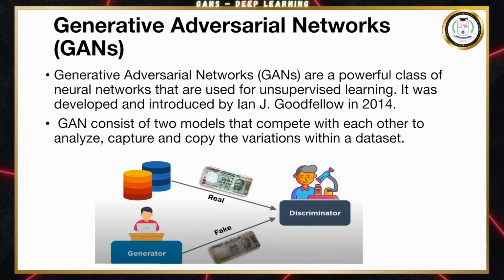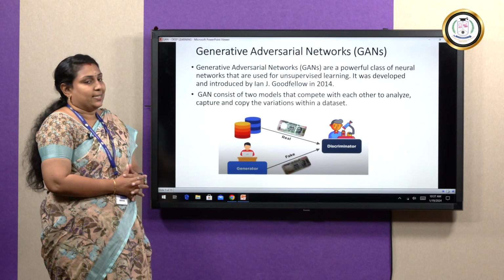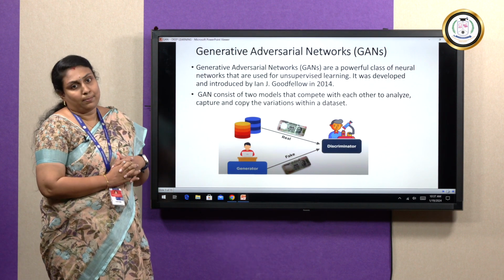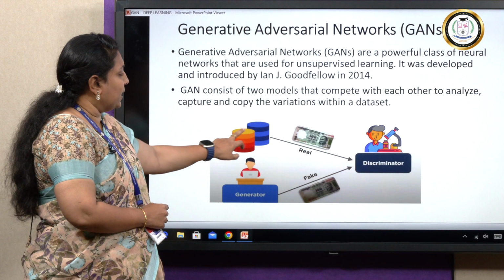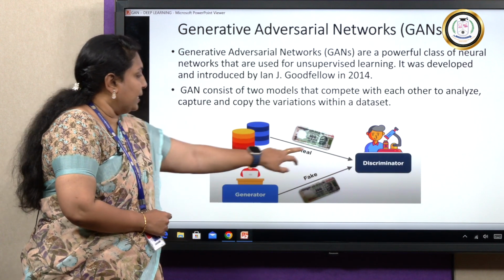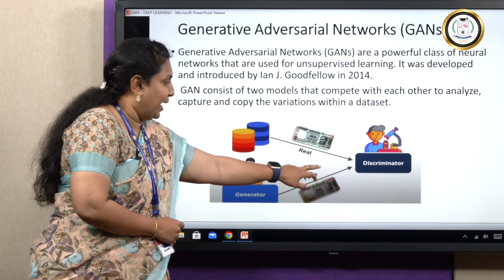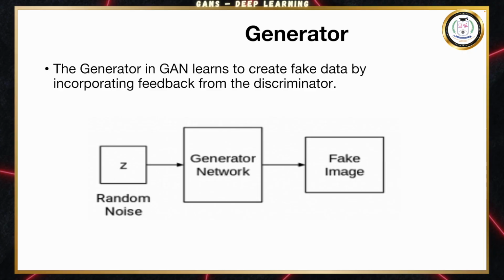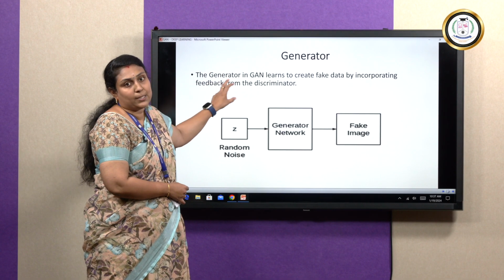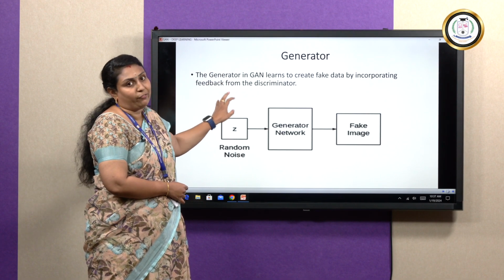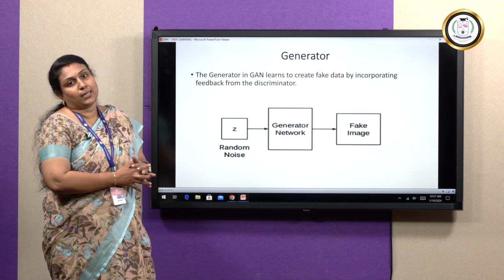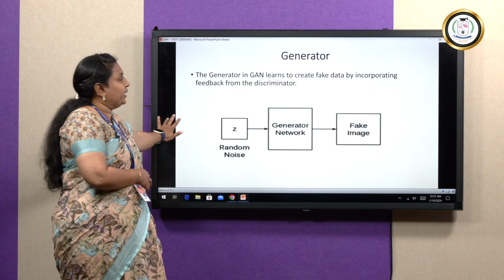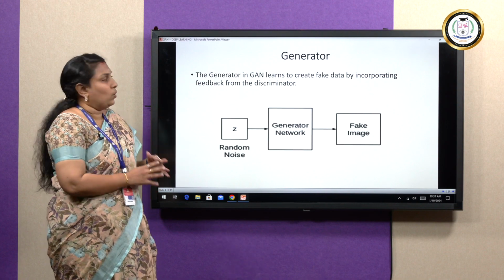There are two main components in GAN. One is the generator and one is the discriminator, used to analyze and capture various data from a particular database. The generator is used to create fake objects, taking samples from the database, and to create fake images. The work of the discriminator is to identify whether the images are real or fake.